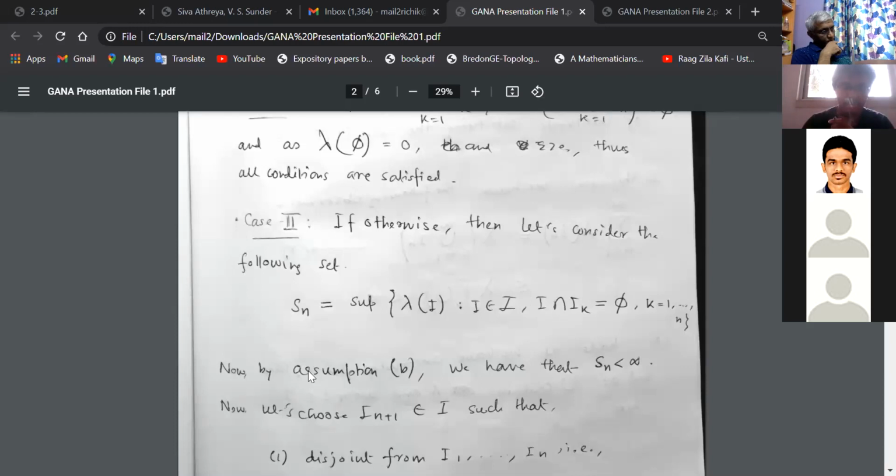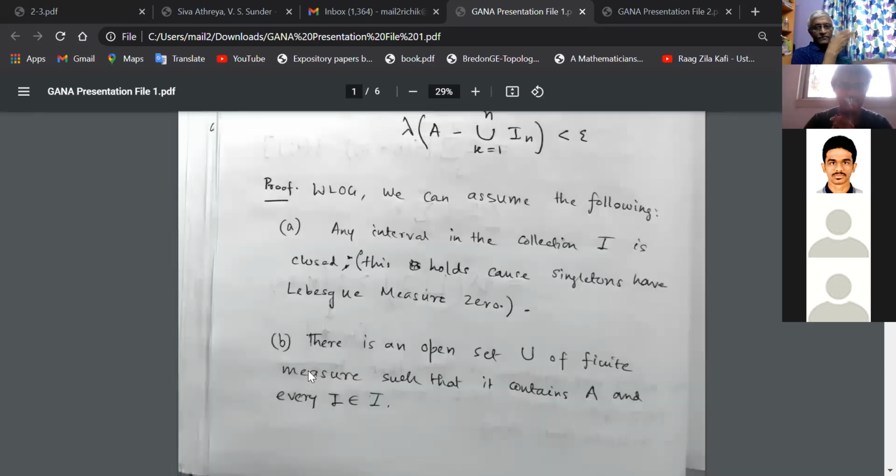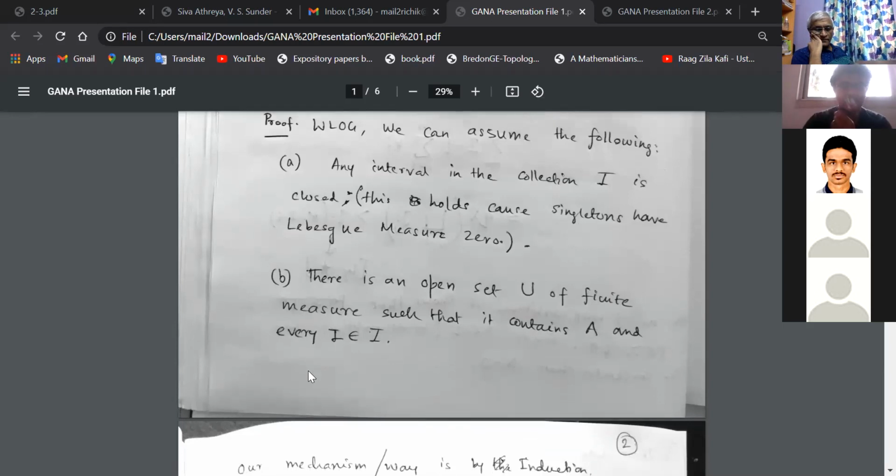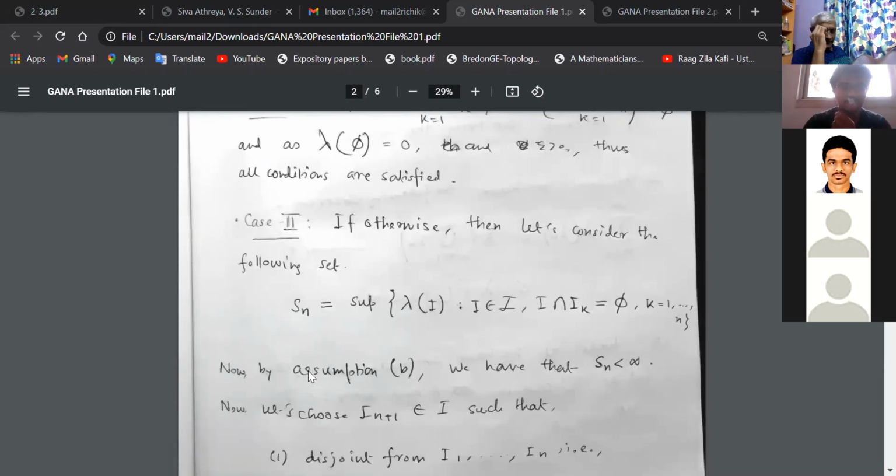Now let us recall that in our assumption B, we have assumed that there is an open set U of finite measure such that it contains A and every small I belongs to mathcal I. So by assumption B, U contains all possible I. As U has finite measure, lambda of I is less than infinity. So the supremum of all these will also be less than infinity. So Sn will be less than infinity.